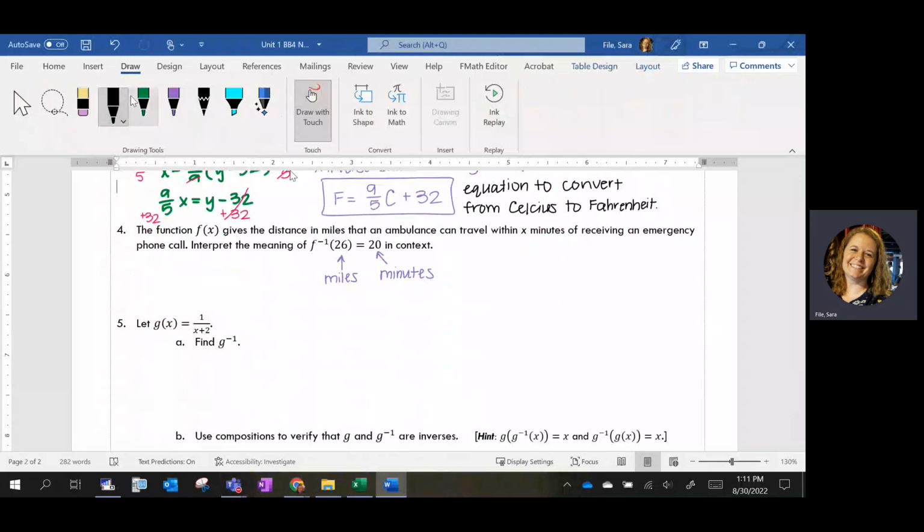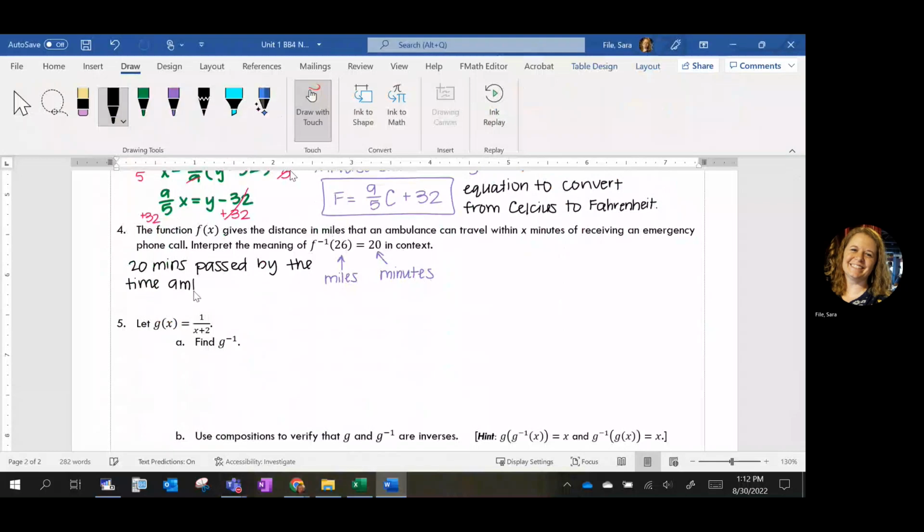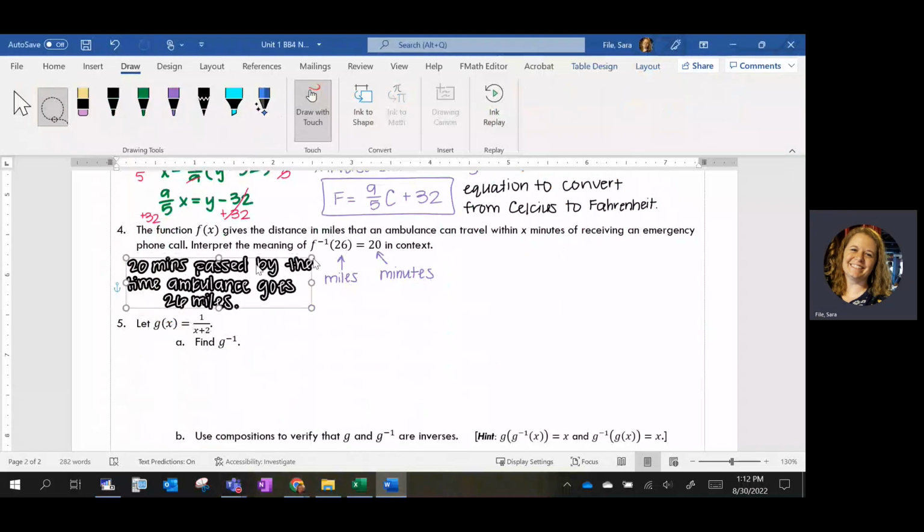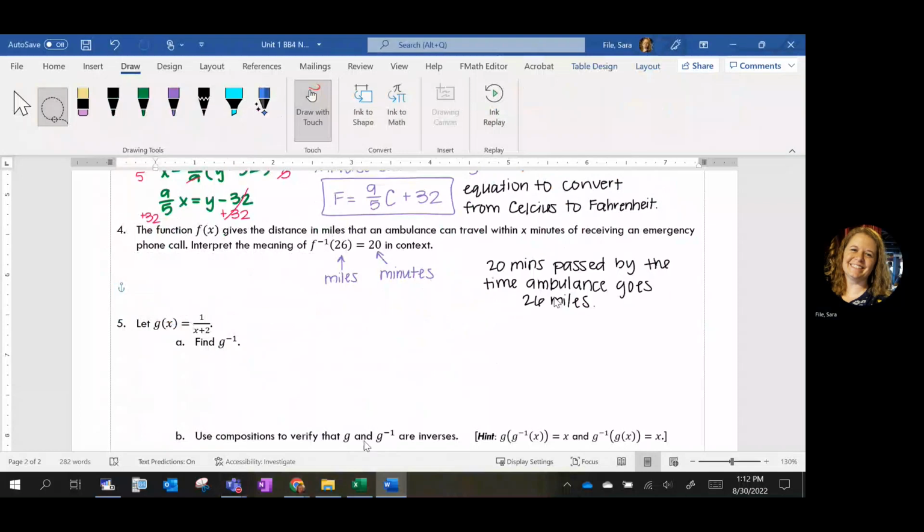Okay, so in the context of this problem, I would say that 20 minutes pass by the time the ambulance has gone 26 miles. It takes 20 minutes for the ambulance to go 26 miles. Does that make sense? That's a little jumbled over here. I'm going to move this over to the other side so it's not so crowded there. Here we go. Everybody okay with that? Does that make sense?